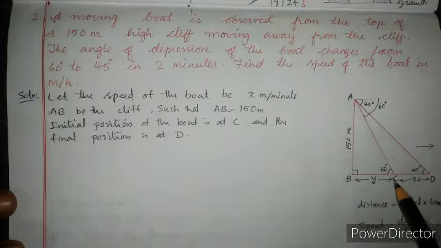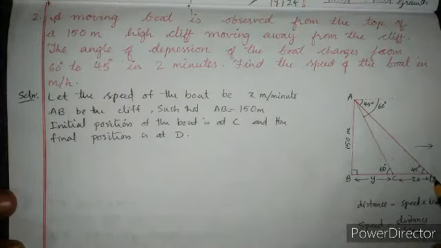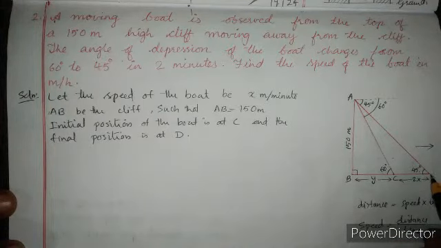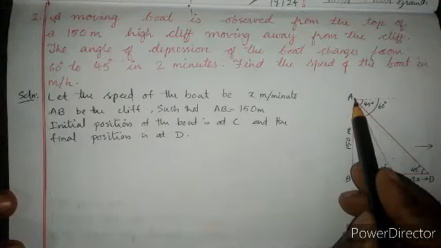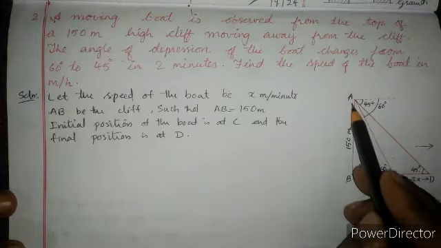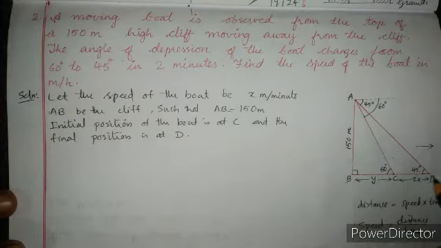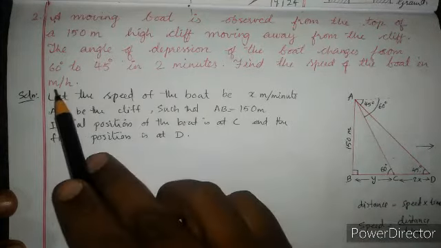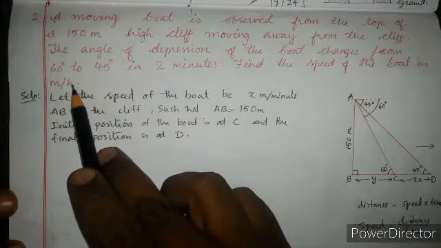Now 2 मिनट्स में हो गया था, यानी कि इधर से वो बोट इधर तक आने के लिए 2 मिनट का सफर किया है. It travelled 2 minutes to reach from C to D. So C was the initial position of the boat and D is the final position, and the observer is standing at A and AB is the cliff. BD is the total sea level or water level. Find the speed of the boat in meter per hour.